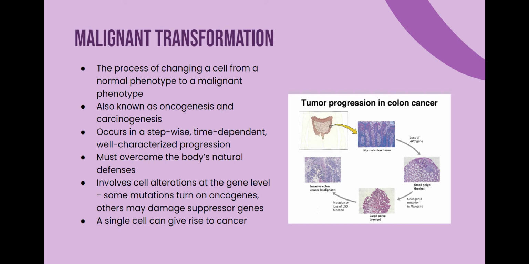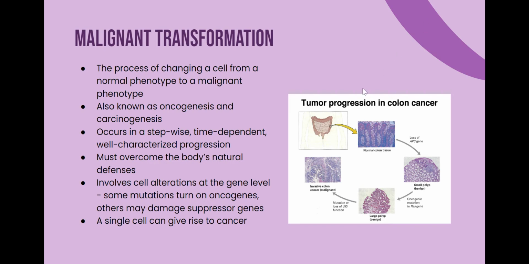It involves cell alterations at the gene level. If you don't know oncogenes and suppressor genes by now, go back and look them up, because those are generally where the mutations occur within the cell that cause this rapid proliferation of abnormal cells. A single cell can give rise to cancer, and that's important to know. Although typically the processes of the body, if it's not occurring that often, won't allow that to happen.